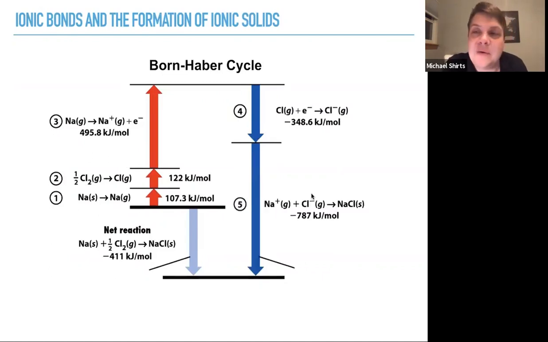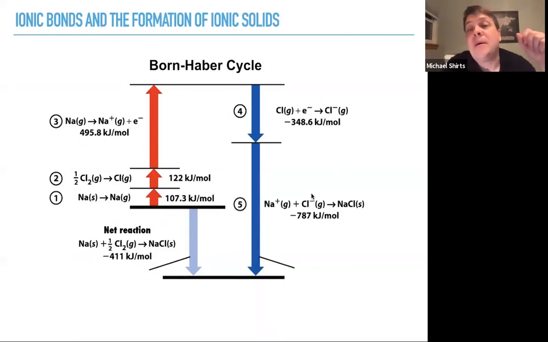And then finally, we have the lattice energy. If you have gaseous sodium ion and gaseous chlorine ion, they're of opposite charges. They, of course, want to stick directly to each other. And you get a huge exothermic process. A lot of heat is released to get sodium chloride.